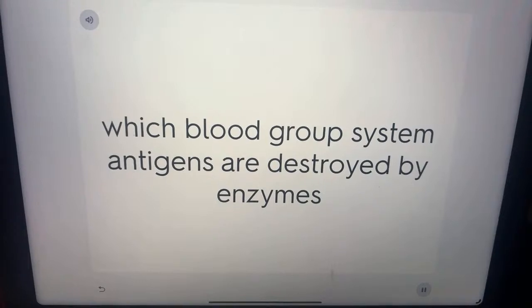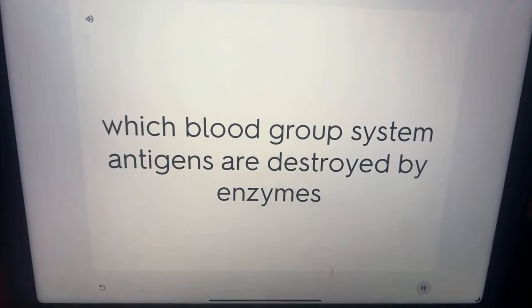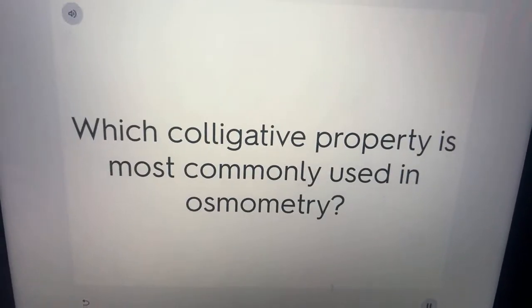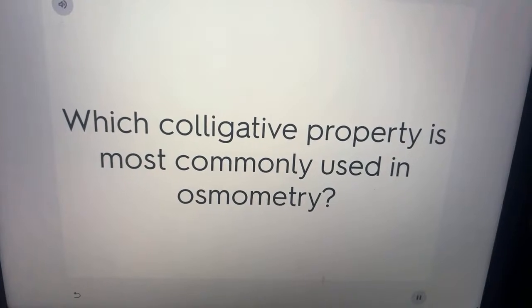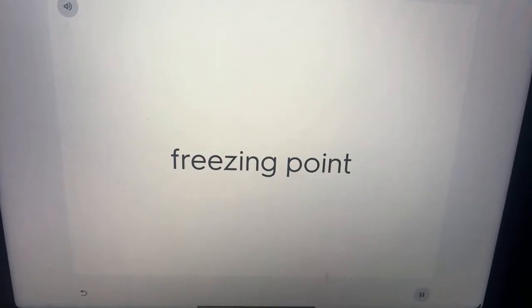Which blood group system antigens are destroyed by enzymes? Lutheran. Which colligative property is most commonly used in osmometry? Freezing point.